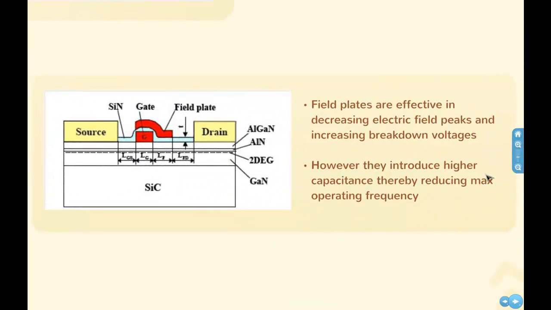We can see here how a field plate is constructed. They're basically extensions of your gate electrode, and they help spread out the density of the field, and they hence avoid spots in the device where the electric field is so great that it causes breakdown. The problem with having an extension of the gate electrode is that they basically introduce higher capacitance, and hence they reduce the maximum operating frequency of the transistor.